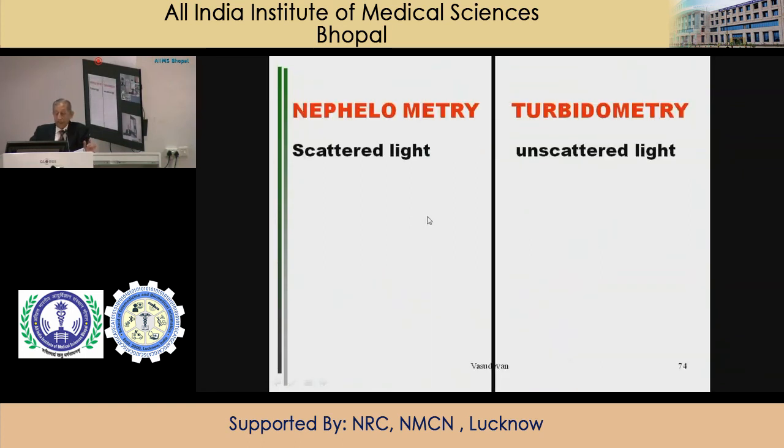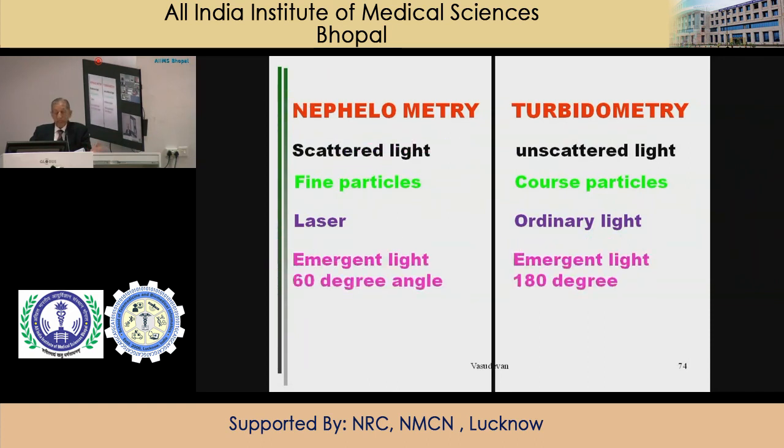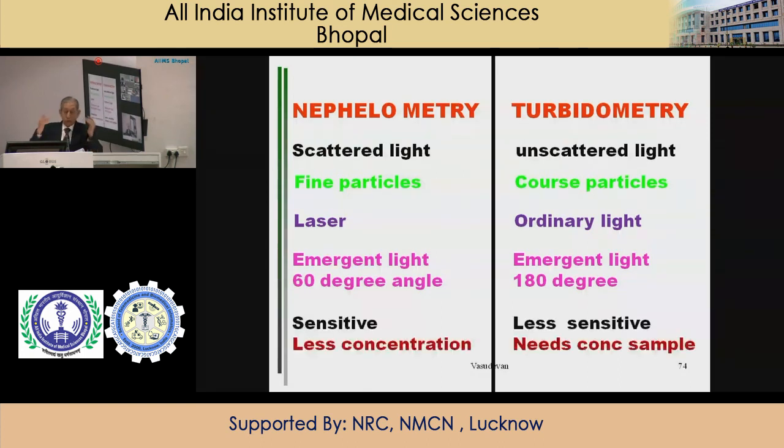Nephelometry is for fine particles, turbidometry is for coarse particles, whereas here it is laser, there ordinary light. Detection is at 90 degrees in nephelometry, 180 degrees in turbidometry. But more important is that nephelometry is more sensitive, turbidometry is less sensitive. That is the most important thing. At the same time, both techniques are required for protein estimation in the blood.